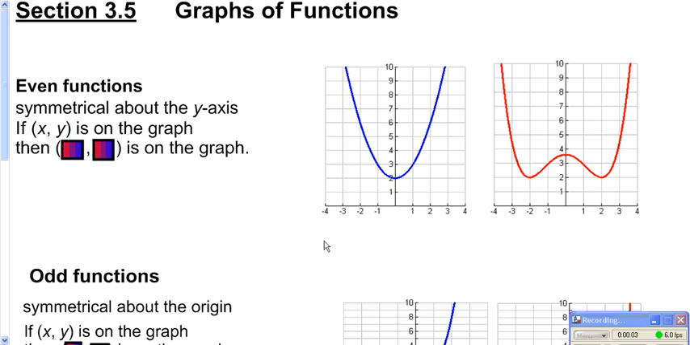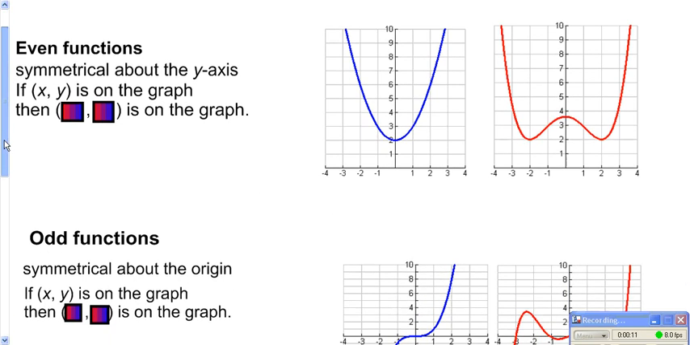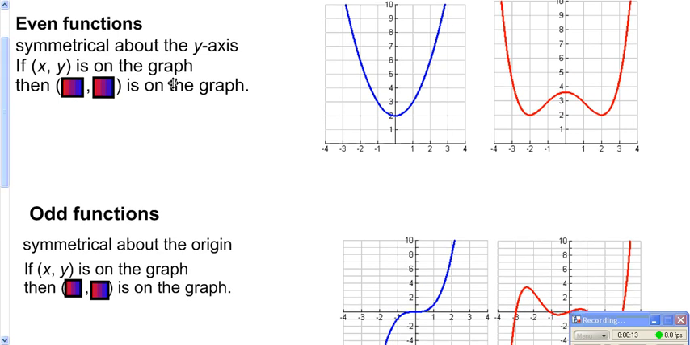We're going to continue to look at functions, but today we're going to focus more on the graphs of functions. We really have two categories of functions, even functions and odd functions. At the right over here are two examples of even functions. Even functions are symmetrical about the y-axis, meaning on each side of your y-axis it's the mirror image of the other one.